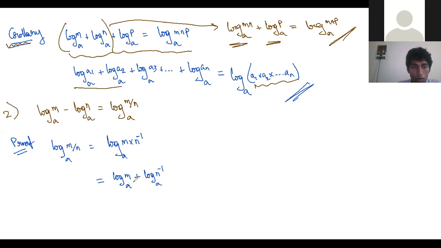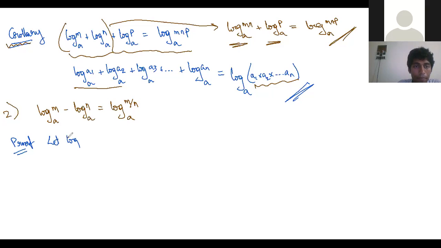Actually, this becomes minus log n base a. But since I did not explain it, let us not do it this way. We'll prove it in some other way. Let us do it in the same way.